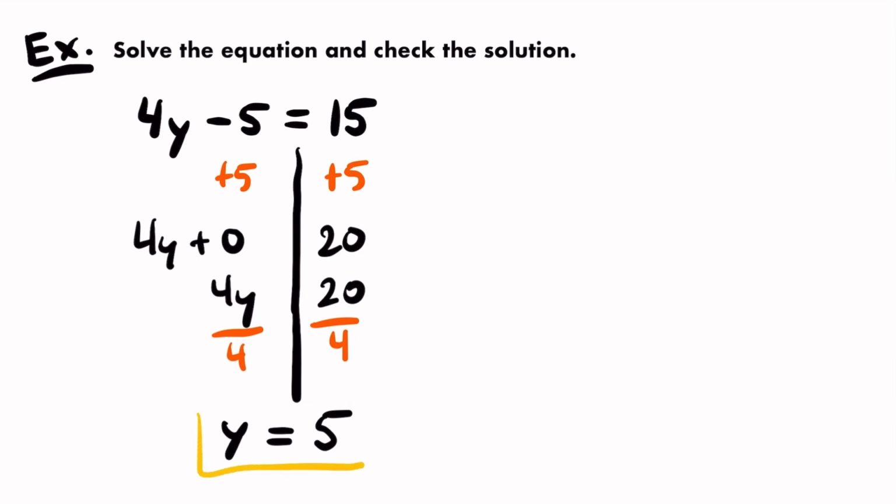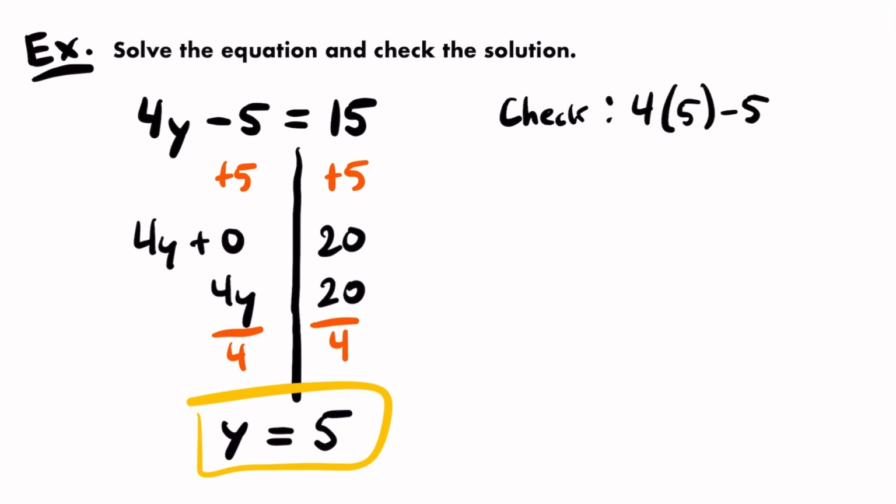So we found y equals 5 as a solution to this equation, but let's check it. Let's make sure that we solved the equation correctly. Checking our work, we want to plug 5 in for y, so we'll have 4 times 5 minus 5 equals 15.